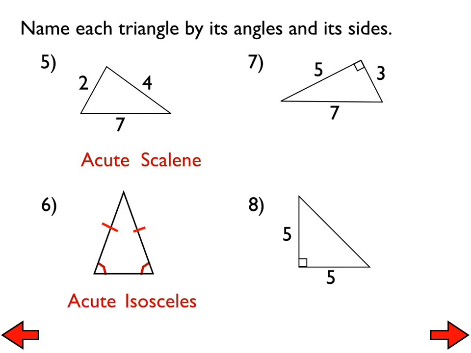Number 7, the little square in the corner there, means we have a right triangle and all the sides are different. So that makes it scalene, right scalene. And number 8 is right isosceles. Any questions about that concept?